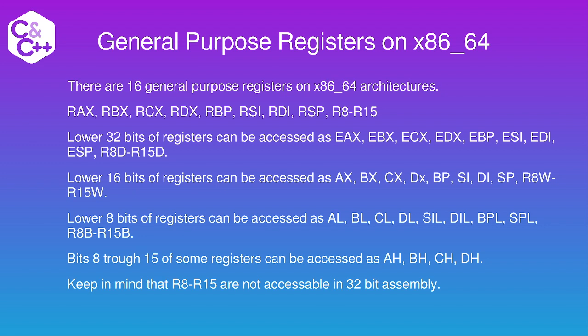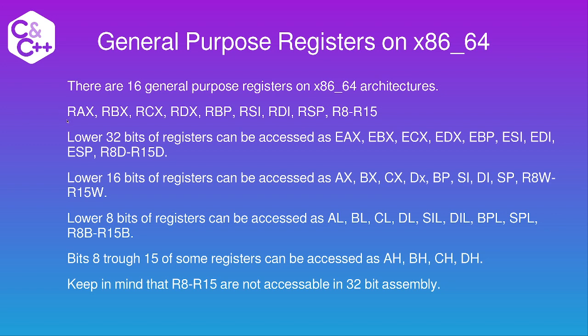There are 16 of them, as I said. There is RAX, RBX, RCX, RDX, RBP, RSI, RDI, RSP, and R8 to R15, basically. These are all the registers that are available to you, and all of them are 8 bytes in size. So each one of these is 64 bits or 8 bytes.